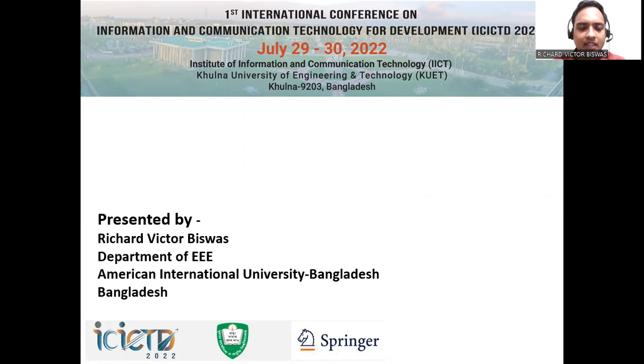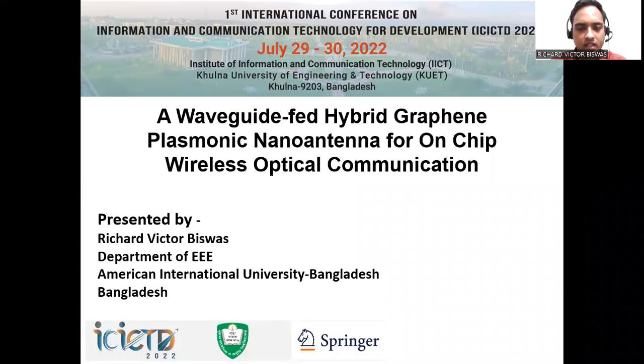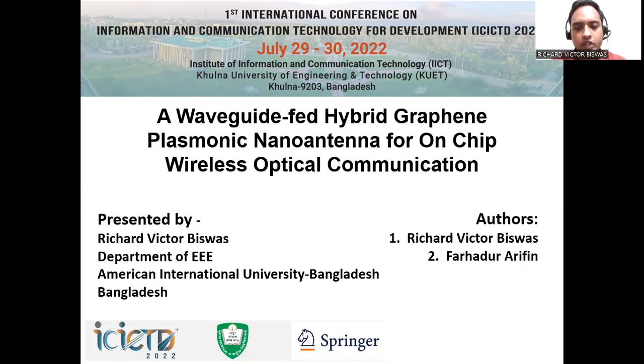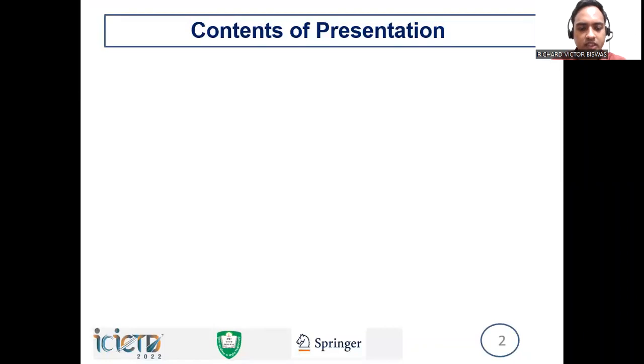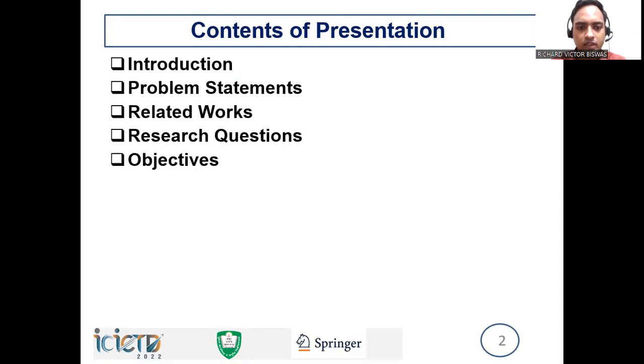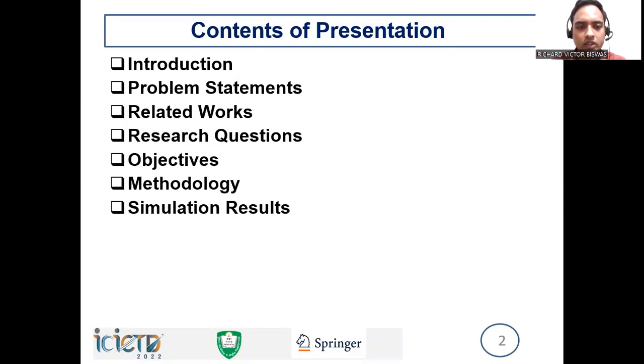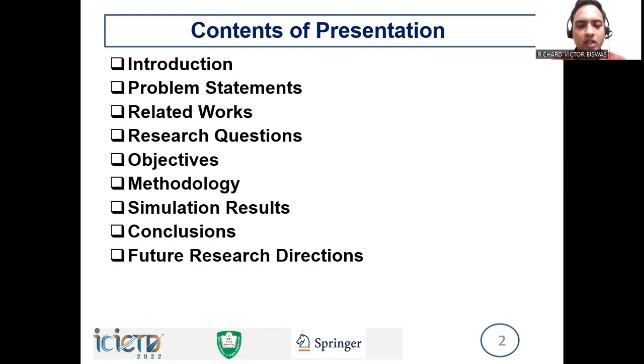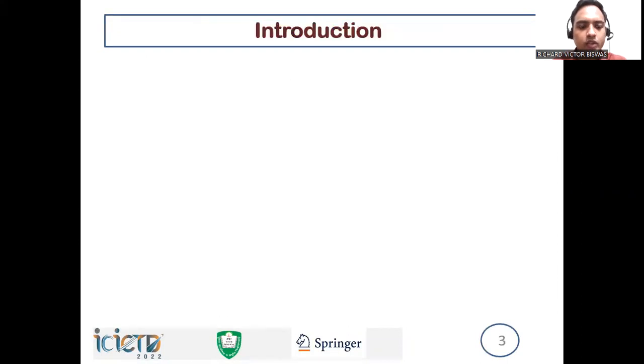The title of our accepted research paper at ICICTD 2022 is a waveguide-fed hybrid graphene plasmonic nanoantenna for on-chip wireless optical communication. The authors of this paper are Richard Victor Vishesh and Faradun Arifi. The contents of this presentation are as follows: introduction, problem statements, related works, research questions, objectives, methodology, simulation results, conclusions, future research directions, references, and acknowledgements. So without much further ado, let's begin this presentation.